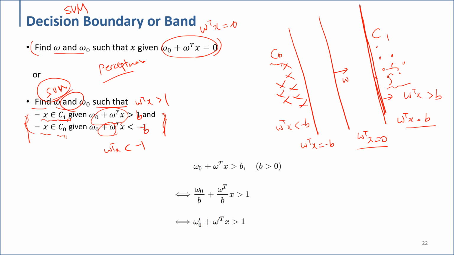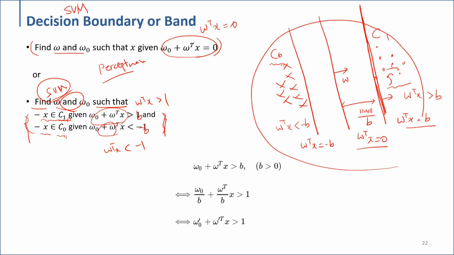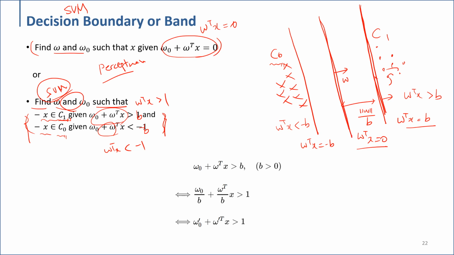And of course, between this line and this line, the distance is like this. So that is the idea. The idea of the perceptron is finding this line, but the idea of SVM is finding these. By doing that, we now have some band. That's why I wrote it as the decision band.